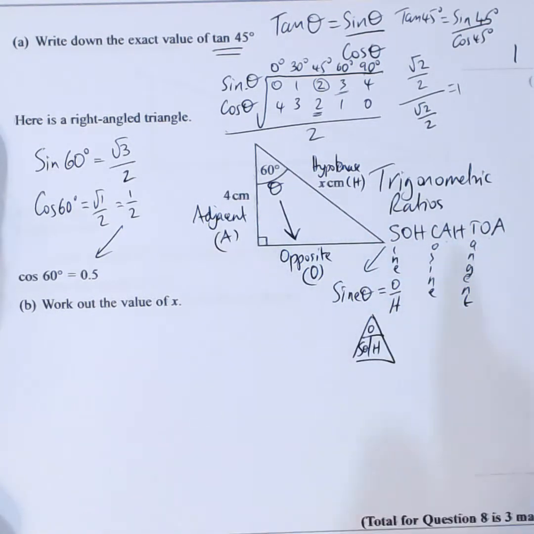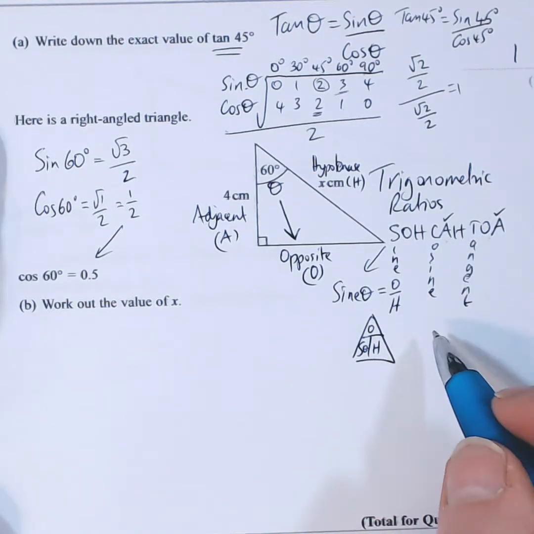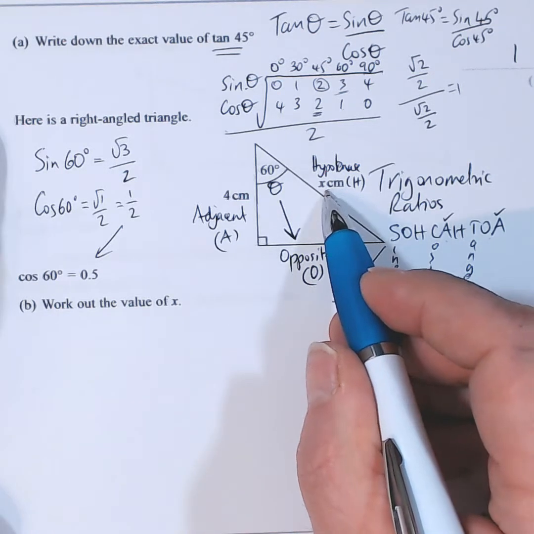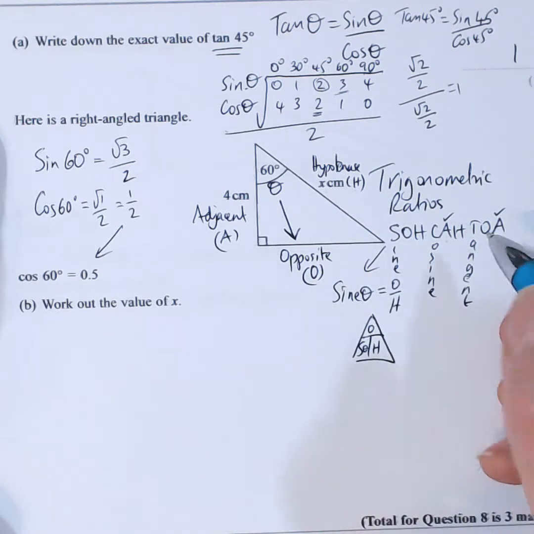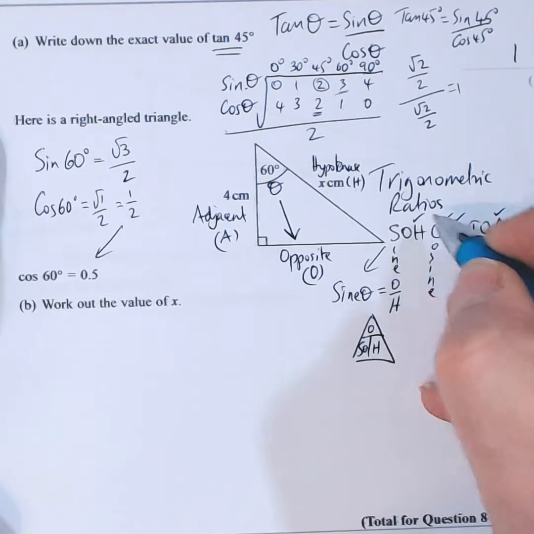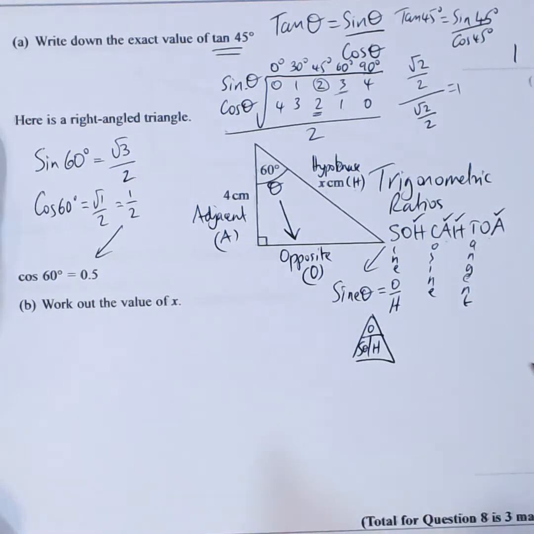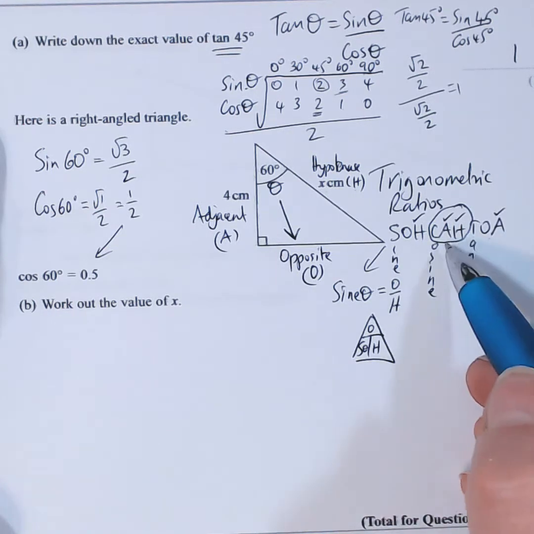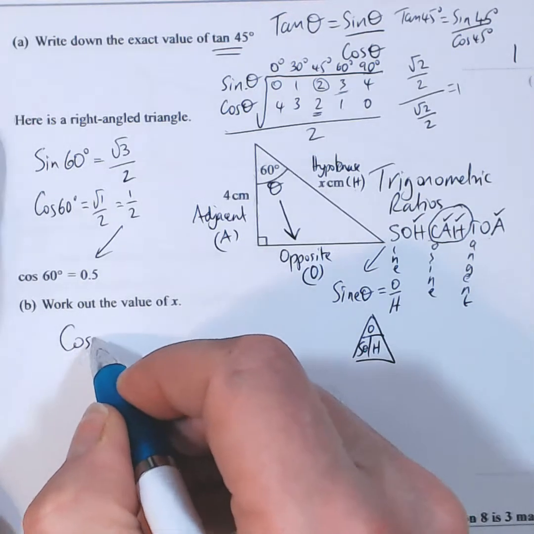We follow through this mnemonic to decide which of these ratios we can use to help us solve this problem. Well, they've given us the adjacent side, so that means we can tick the A to say we've got that information. And the question wants us to work out the value of x, so they want us to work out the value of the hypotenuse length, so we also tick the H because we need to be working that out. Now we can see that from the mnemonic the only ratio that we've ticked twice is the cosine.